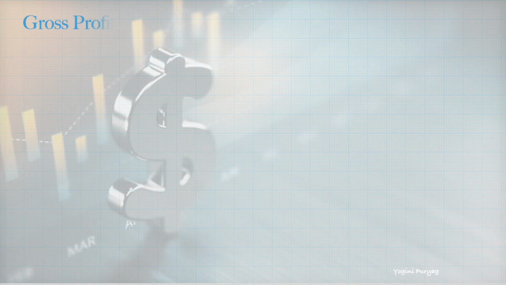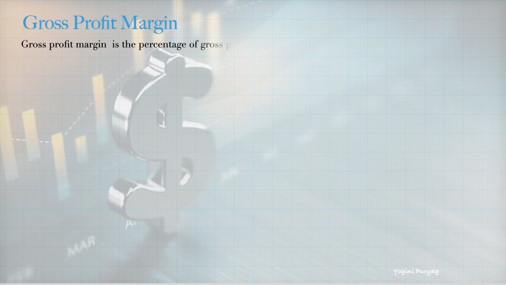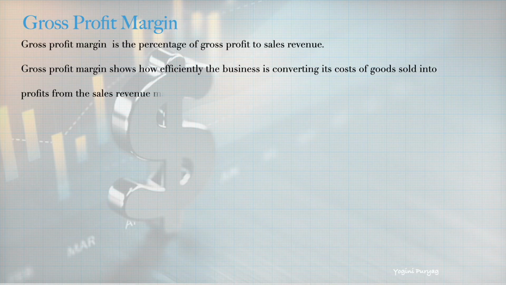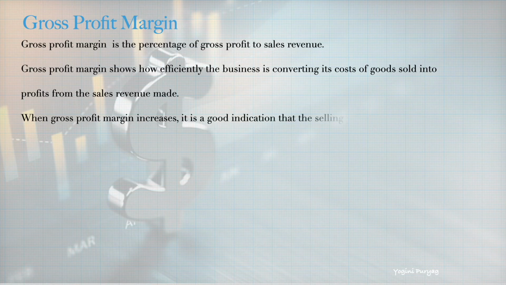Gross profit margin. Gross profit margin is the percentage of gross profit to sales revenue. Gross profit margin shows how efficiently the business is converting its cost of goods sold into profits from the sales revenue made. When gross profit margin increases, it is a good indication that the selling price of the products is higher than the cost of the products produced.